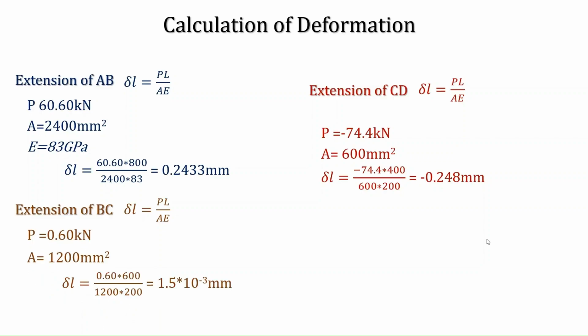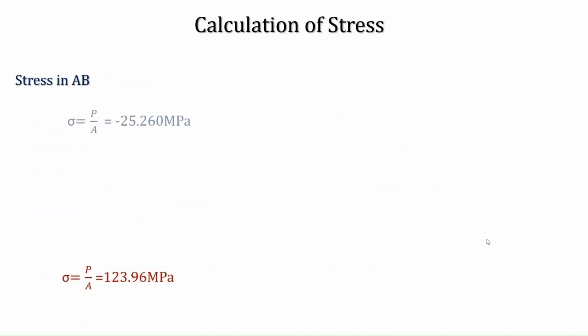So upon substitution, we get the extension in the portion AB equal to 0.2433 mm, that in BC equal to 1.5 into 10 to the power of minus 3 mm, while that in the portion CD is equal to minus 0.248 mm. However, we do know that the addition of all these will be equal to 0 because the bar is constrained at both ends. So the next component is the stress in each element.